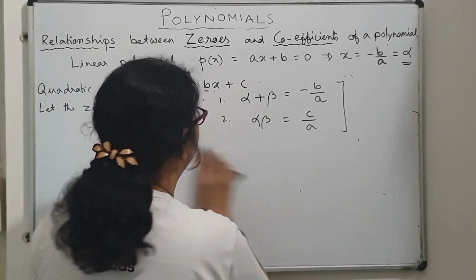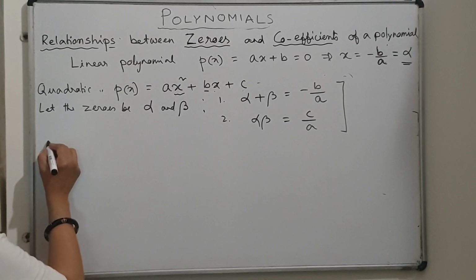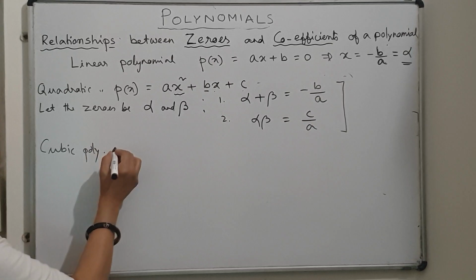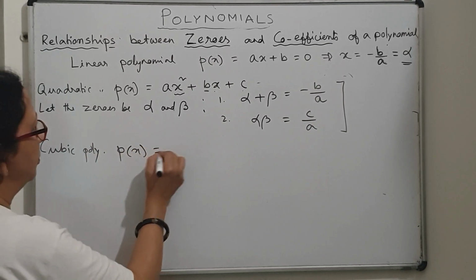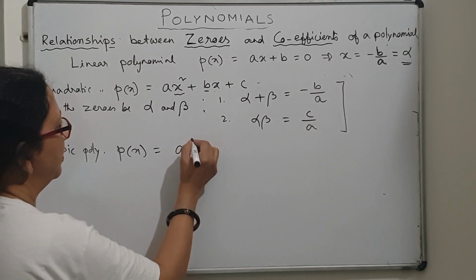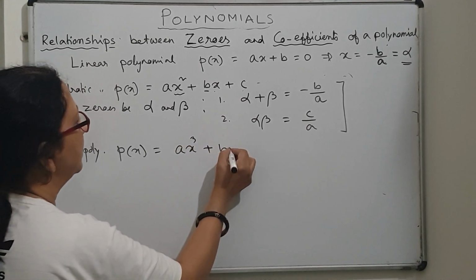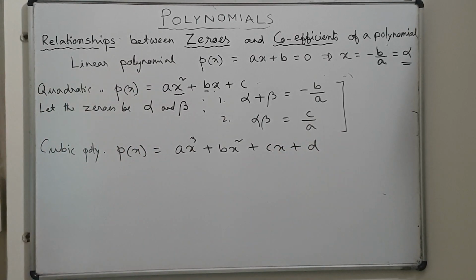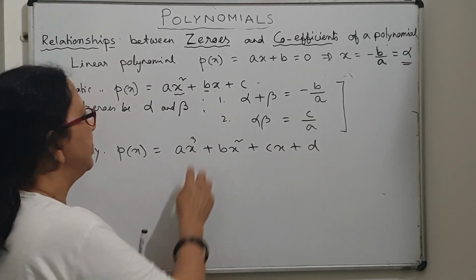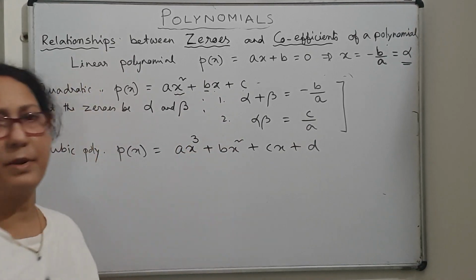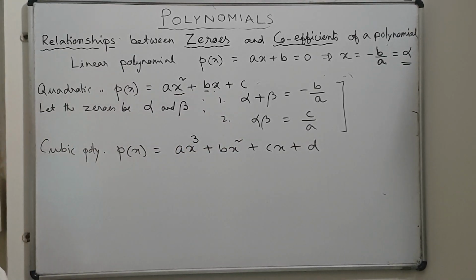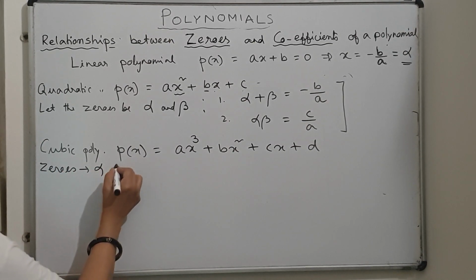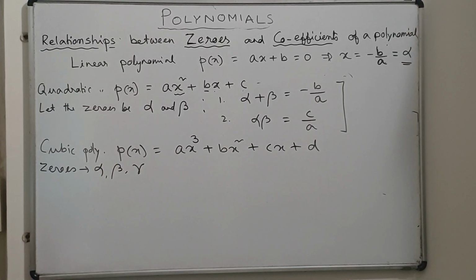Similarly, for cubic polynomial p(x), which will be of the standard or general form like this: ax cube plus bx square plus cx plus d. Here, since maximum degree is 3, so maximum number of zeros will be 3. And let us take the zeros as alpha, beta and gamma, 3 zeros.